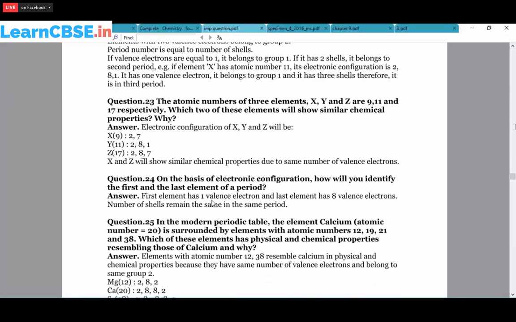A period always starts with 1 electron in the valence shell. The last element always has 8 electrons in the valence shell. So the number of shells remains the same throughout the period from left to right.